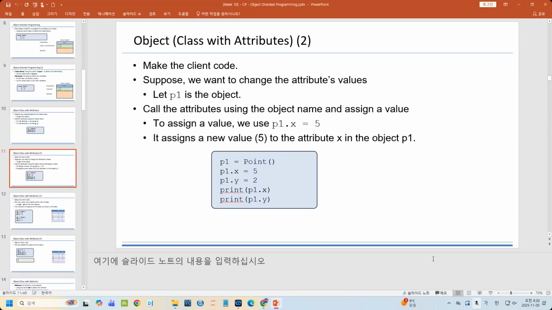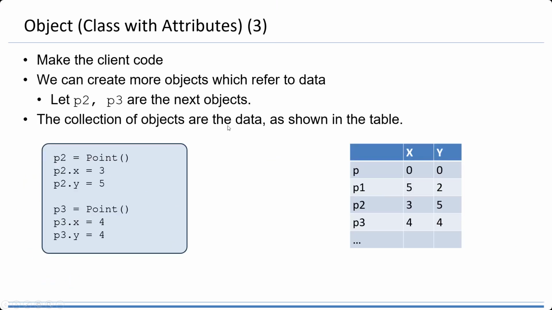Okay. Now we can create another object. So let's say I have P2, P3. I'm making P2, P3, and just make any value. So P2 is a point, and I'm going to assign x equals 3, y equals 5. And then let's make the x of P3 equal to 4 and y equal to 4.